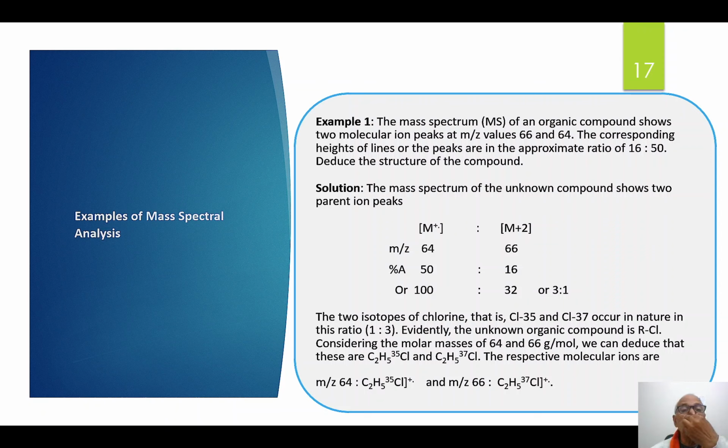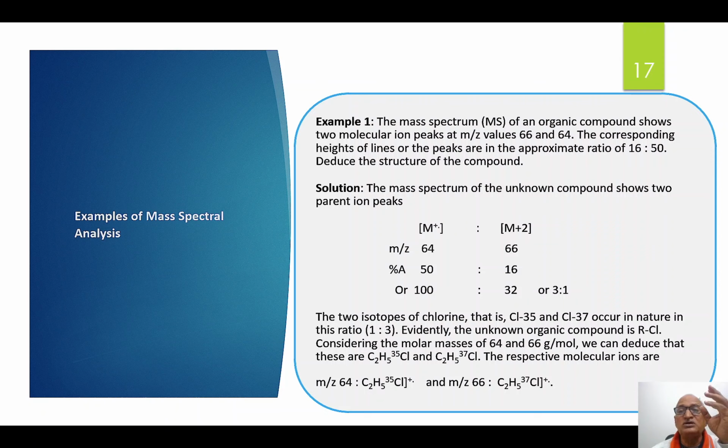We have to deduce the structure of the compound. No other information is available. I repeat the question. The mass spectrum of a compound shows two parent ion peaks at m/z values 66 and 64. The intensities of these peaks are in the ratio 16 is to 50. Then how can we determine the structure?